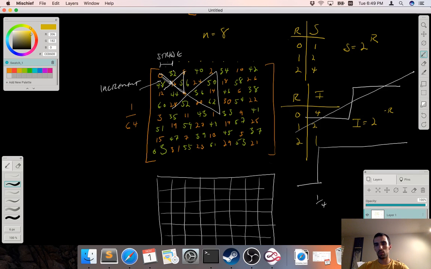So the question is, how many recursions are we going to have when n equals 8? And the answer is log base 2 of 8, which is 3. So I think that's what goes right here.